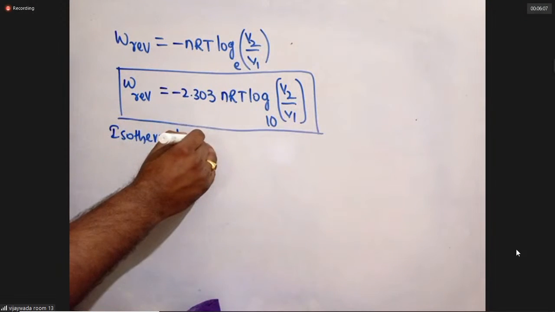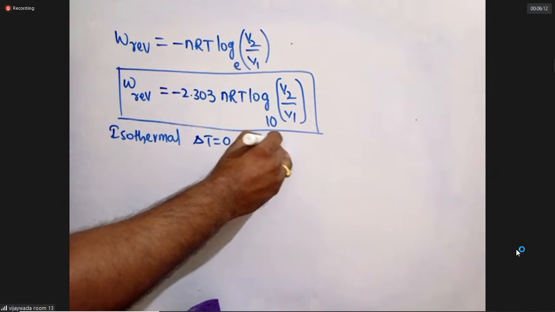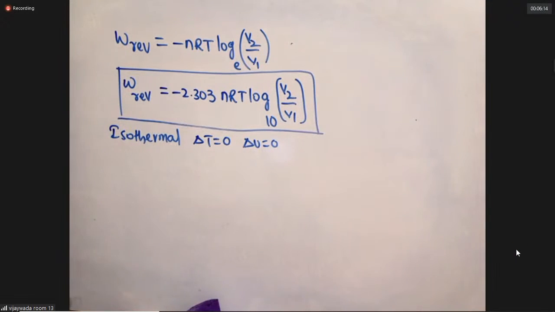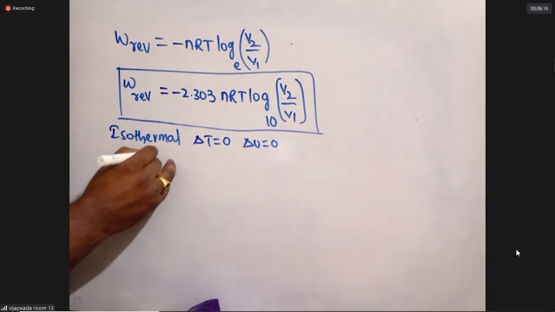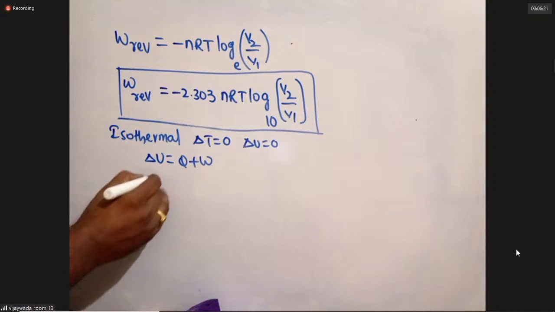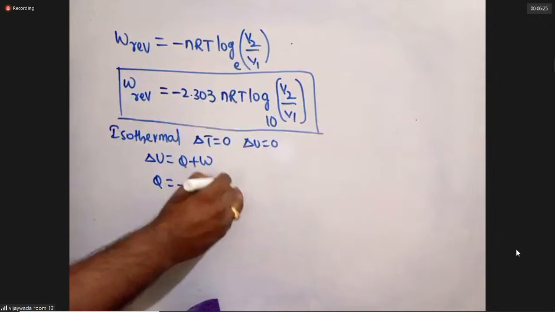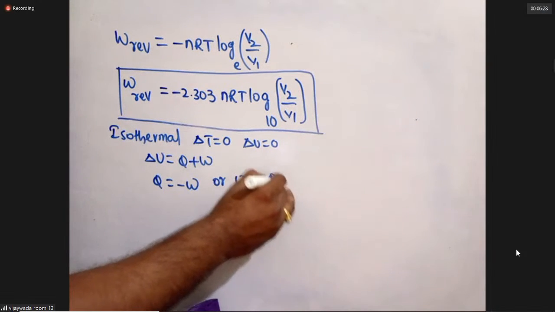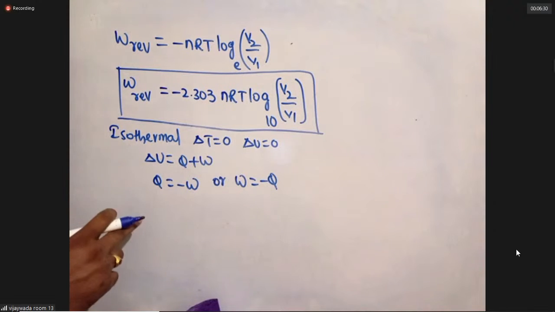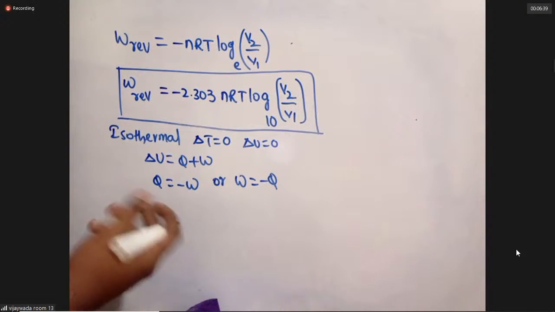In an isothermal process, delta T equals 0. So delta U equals 0, internal energy change is 0. Then the first law of thermodynamics, delta U equals Q plus W, gives Q equal to minus W, or W equal to minus Q. We are doing work done in an isothermal reversible process. Whether it is a reversible or irreversible process, whatever it may be, it is an isothermal process.